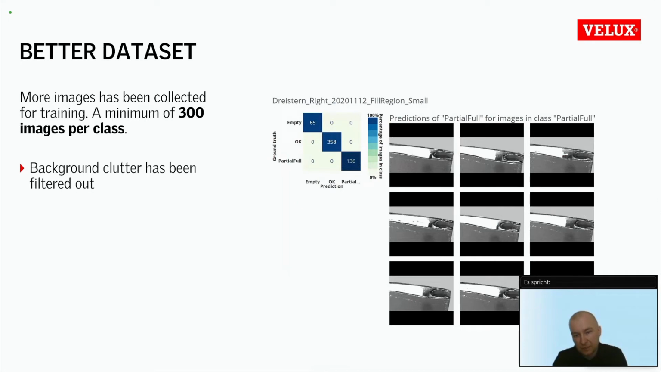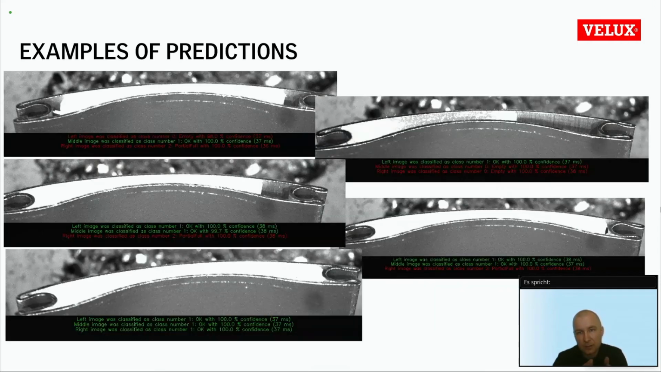This gave us significantly better results in the prediction when we had a better data set, and I think for almost any machine learning case, data is of course the crucial part to getting a good result. And by that, I can show here that we have these examples of predictions which are really satisfactory both in terms of prediction accuracy, but also in the cycle time. This is the small network executed on a small Inspector P device.